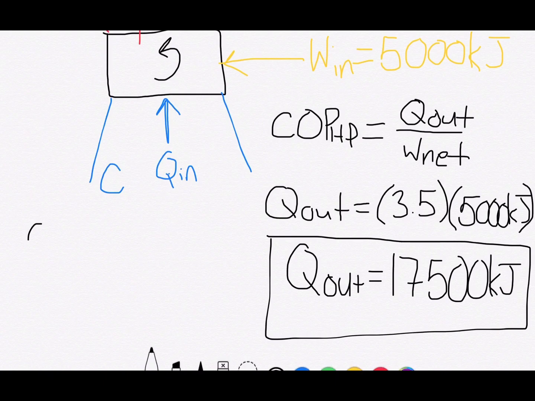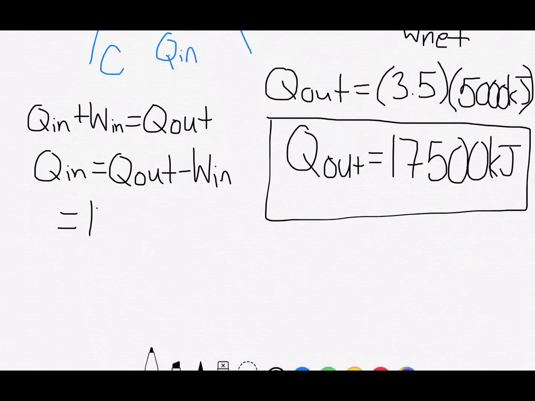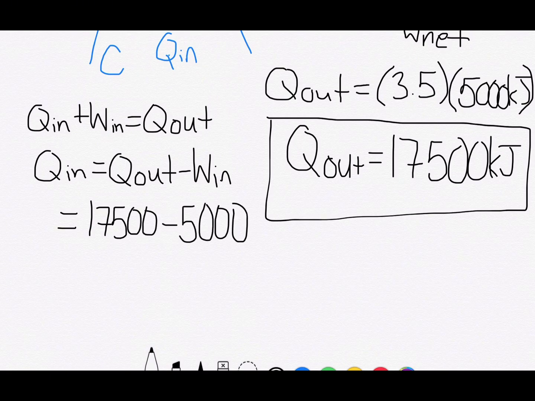To find the heat in, we're going to do that in equals out thing. So we know heat in plus work is equal to the heat out. And say heat in equals the heat out minus the work in. Heat out, we have 17,500 minus work, which is 5,000. And we get that the heat in is equal to 12,500 kilojoules.